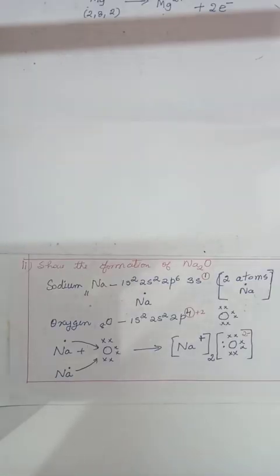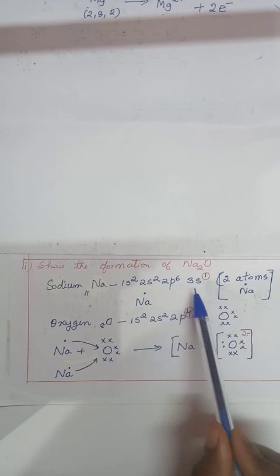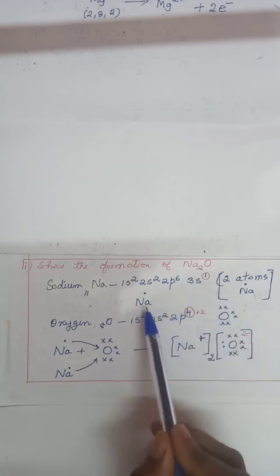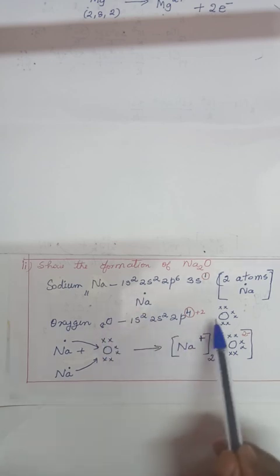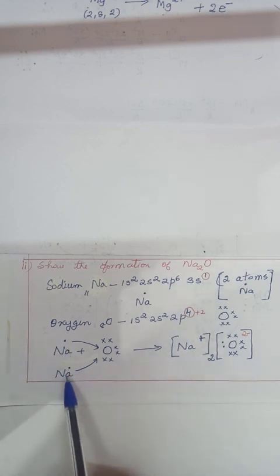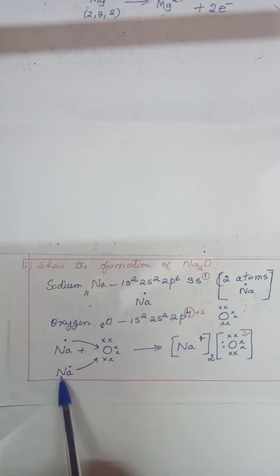Let us see the formation of sodium oxide, Na2O, 2 atoms of sodium. Sodium electronic configuration, here 2 atoms. So this is the dot structure for one sodium atom. Oxygen you know to write with 6 electrons. Sodium, 2 atoms of sodium you have to write. Same as magnesium chloride, where you wrote 2 atoms of chlorine; here, 2 atoms of sodium.